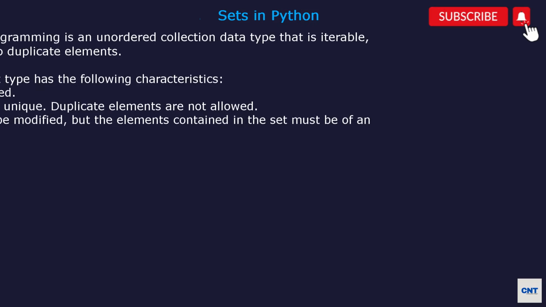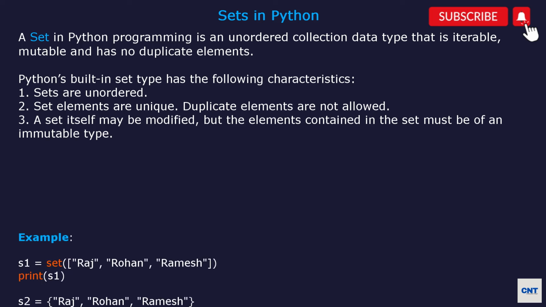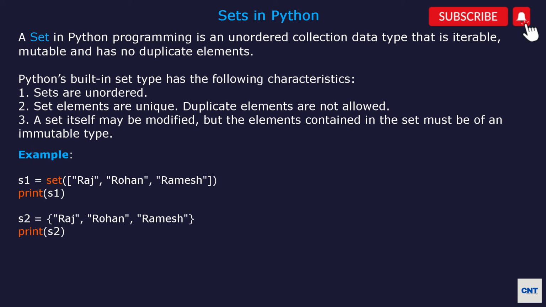Guys, in today's video, we will be learning what sets are in Python. A set in Python programming is an unordered collection data type that is iterable, mutable, and has no duplicate elements. Python's built-in set type has some characteristics.